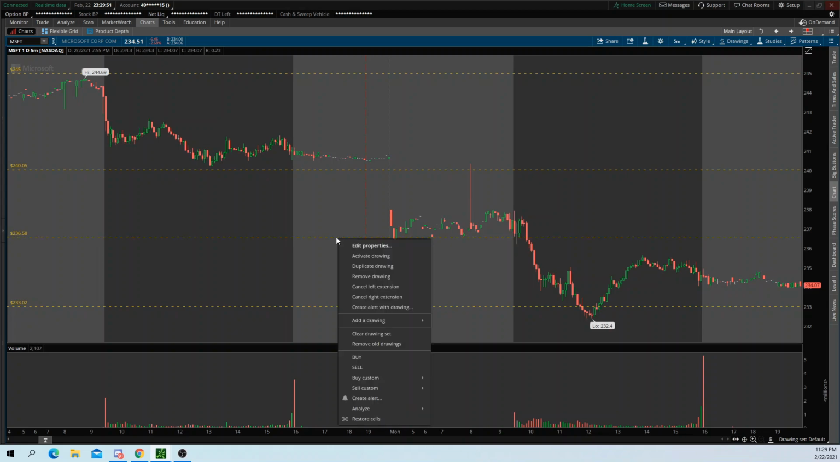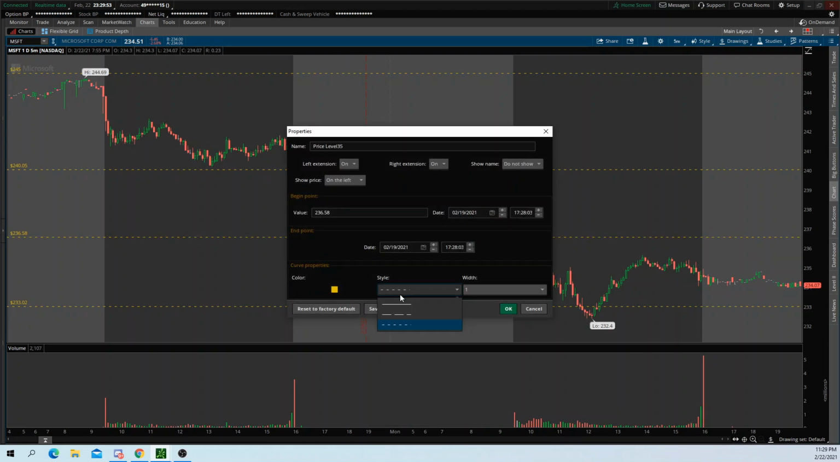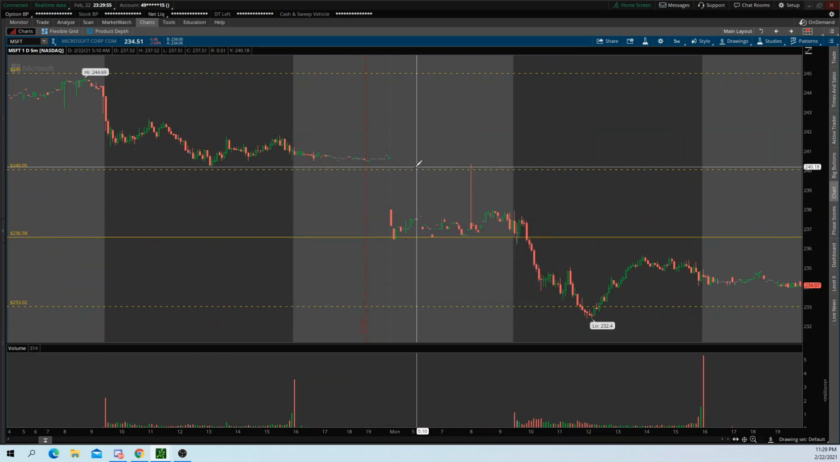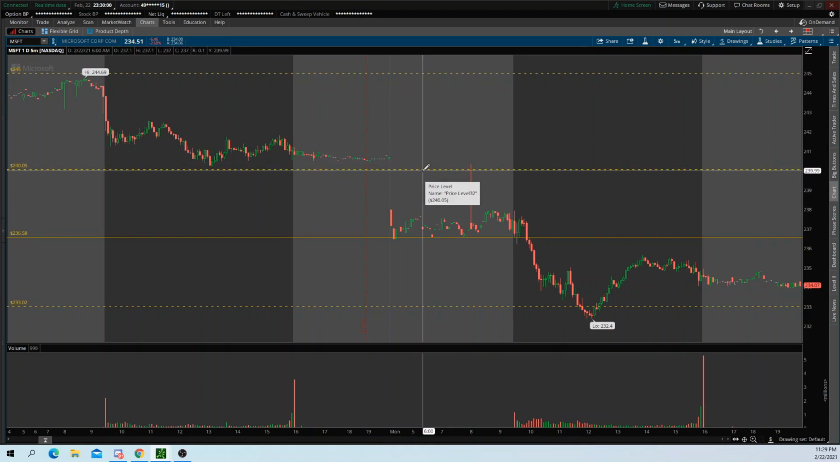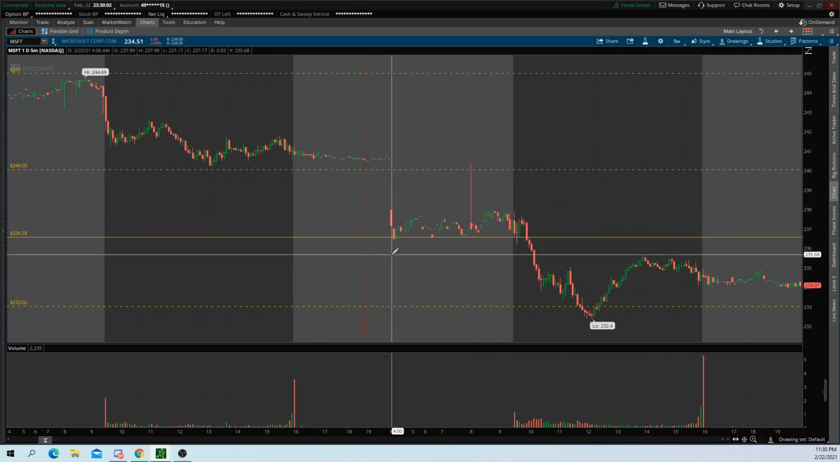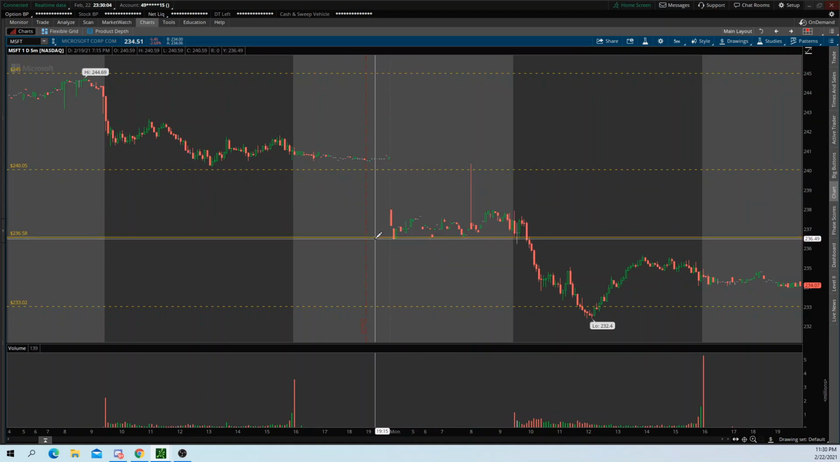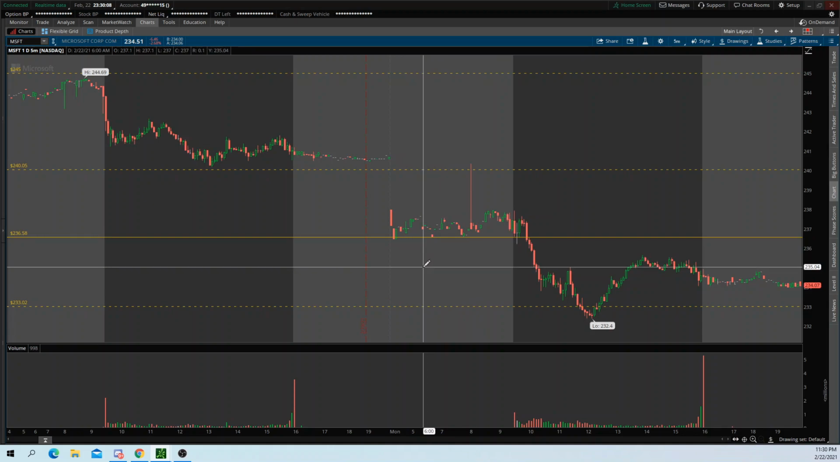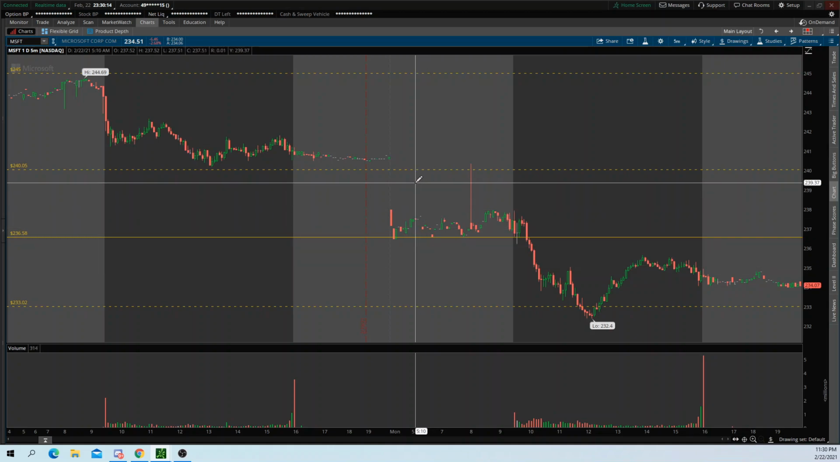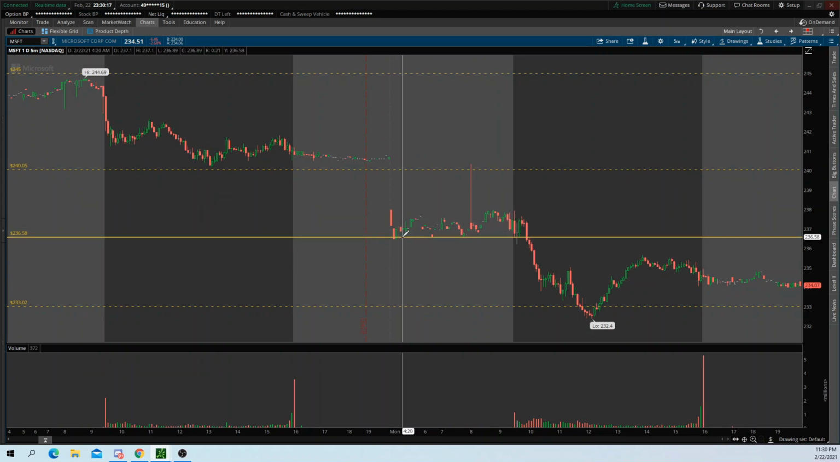So I'm going to draw a line right here. I'm going to make it a solid line. I use dotted lines for very, very important levels that can be found on larger time frames. And then I use solid lines to indicate that it's an intraday level, a shorter term level that doesn't mean as much as a dotted line, but it's still important on a shorter term basis.